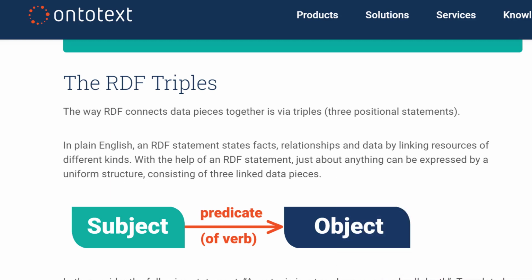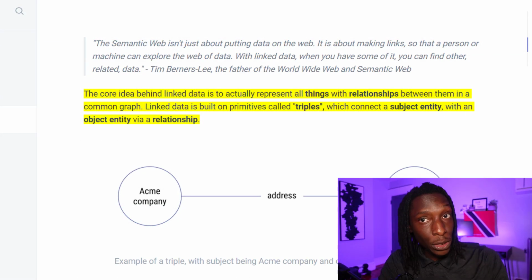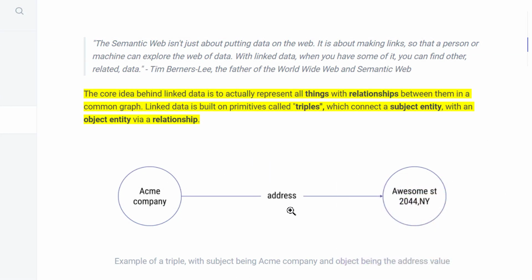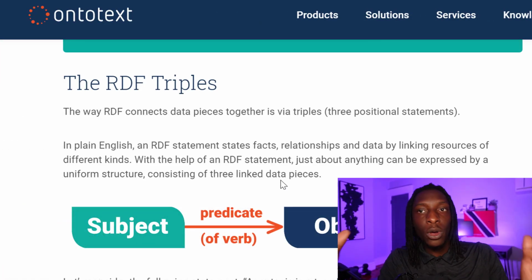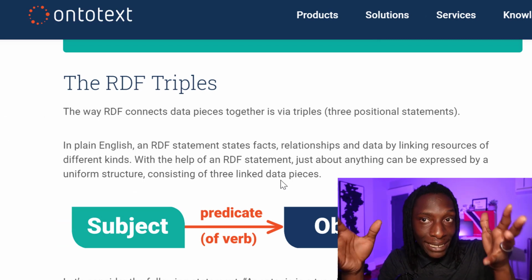The way RDF connects data pieces together is via triples. In plain English, an RDF statement states facts, relationships, and data by linking resources of different kinds. With the help of an RDF statement, just about anything can be expressed by a uniform structure, consisting of three linked data pieces: the subject, the predicate, and the object. Once again, if we go back to the OriginTrail documentation, we have the subject, the predicate, and the object, all of which are used to describe a relationship or connect some semantic data between an entity.